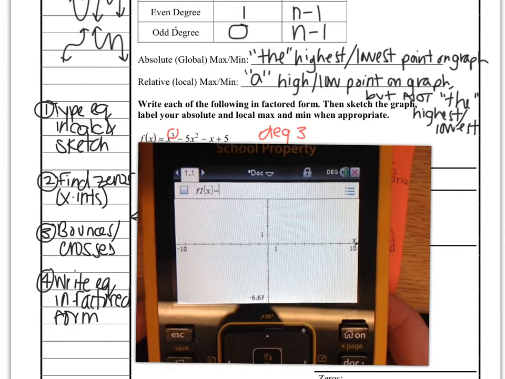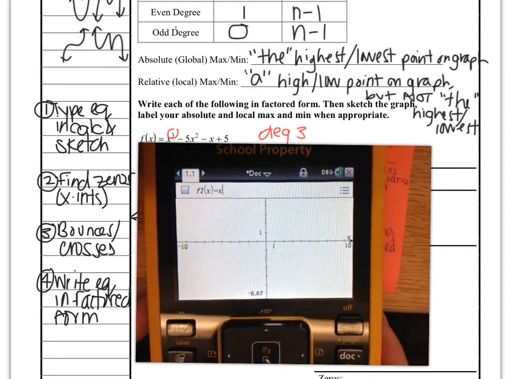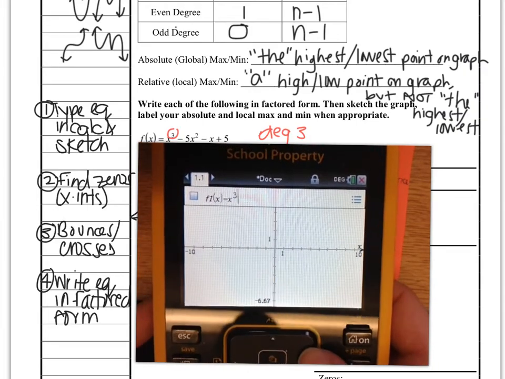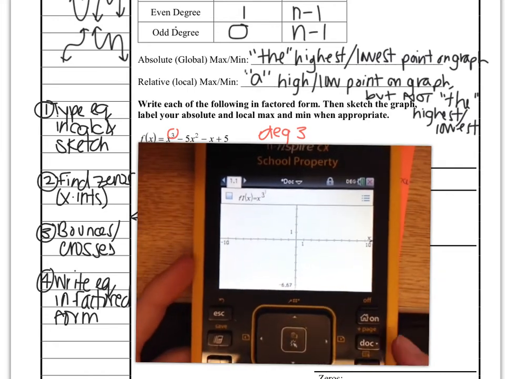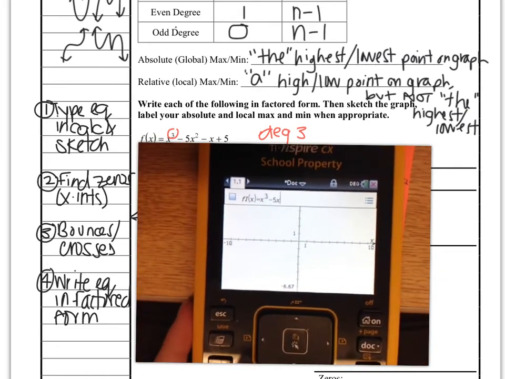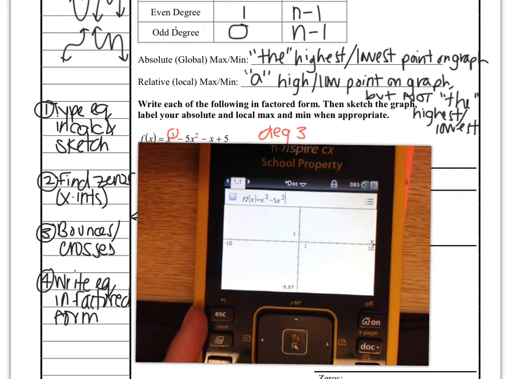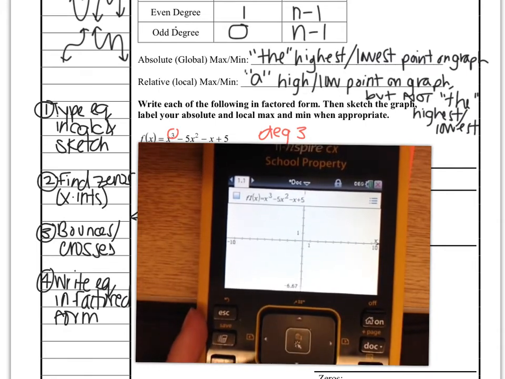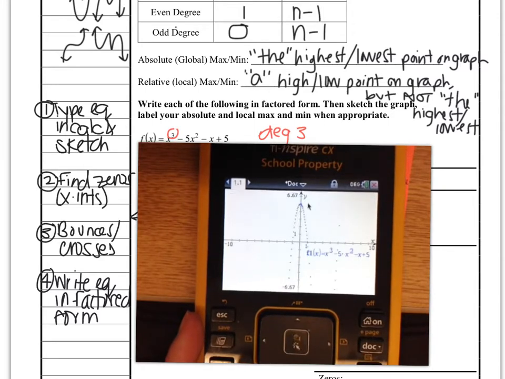So we've got F1 is that equation x to the third, minus 5x squared, minus x, and then plus 5. So you guys should be okay with typing this equation in originally. And I see that it's plotted here, and then what I want to do is find the zeros.